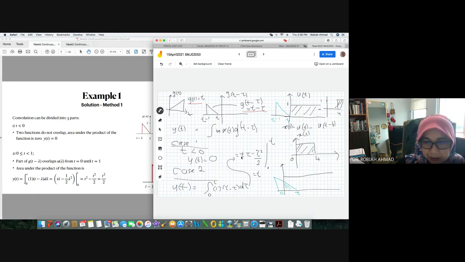Okay, this is the original t. Tau becomes t, we get t square. And then tau square gives t square over 2. So that is why we have t square over 2. Okay, this is case 2.